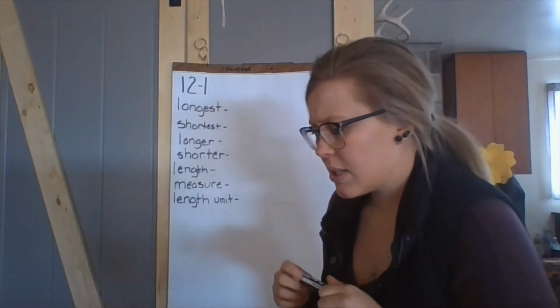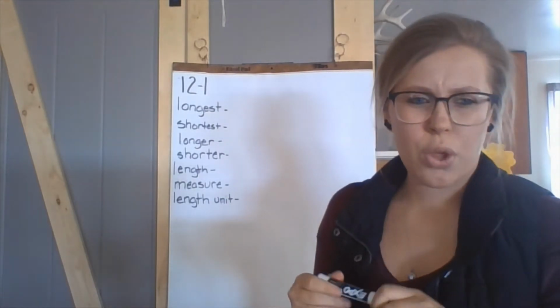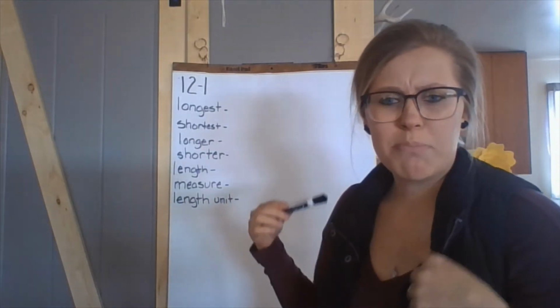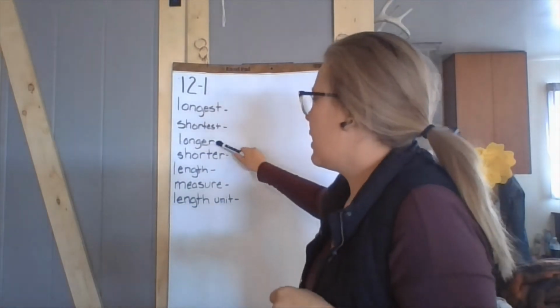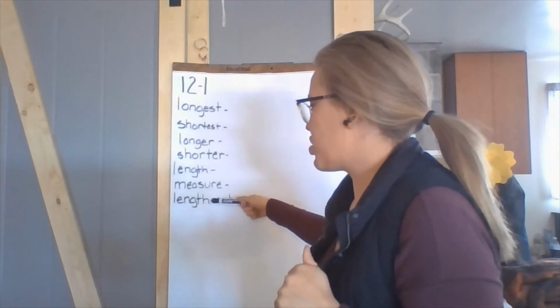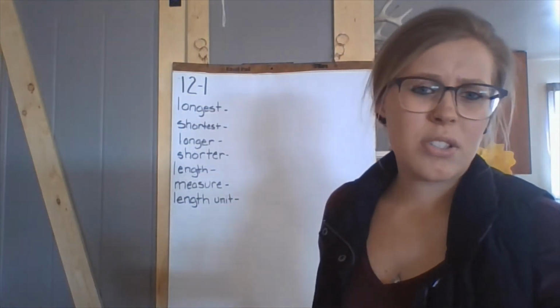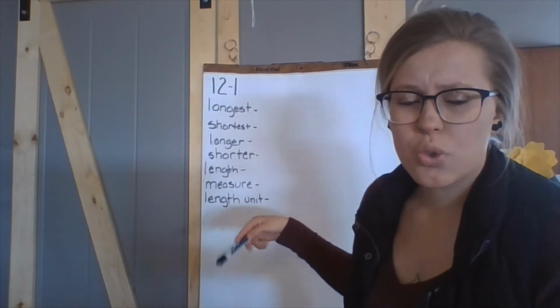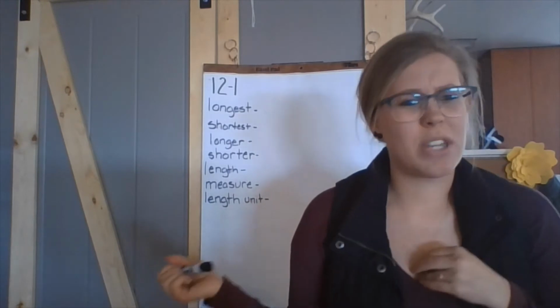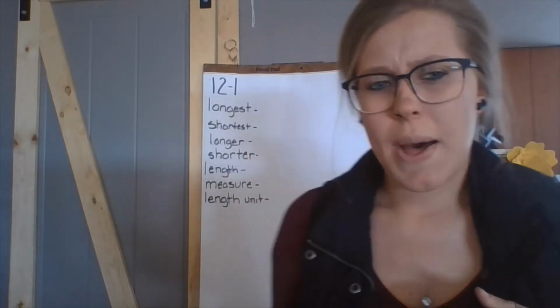So the first thing that we're going to do is go over all of our vocabulary words, and I'll draw a picture to show you what each vocabulary word means. You have longest, shortest, longer, shorter, length, measure, and then length unit. One thing you should notice though, longest and shortest is really similar to longer and shorter, so they'll have a similar or identical picture.